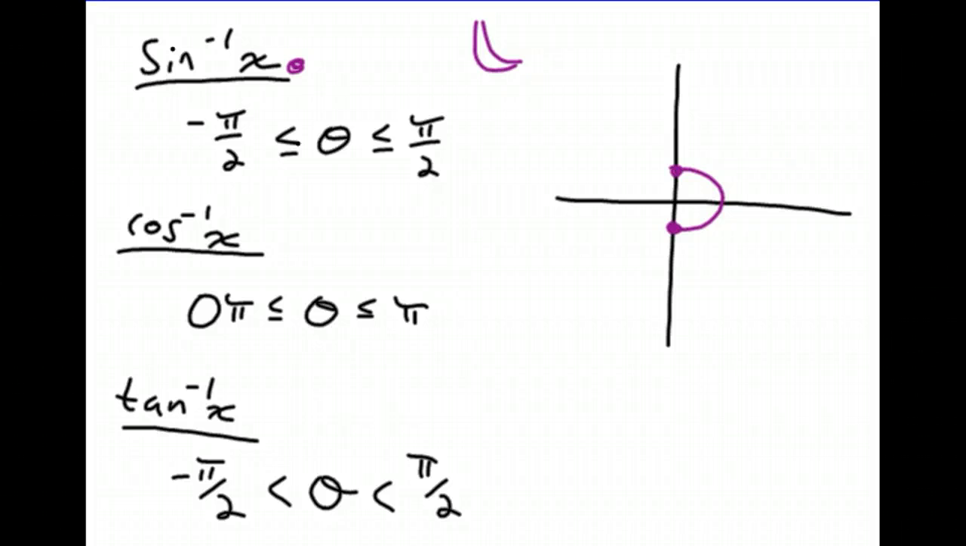Yeah. Okay, so for cosine, crayon. For cosine, it can only be from 0 to pi. So that's only going to be in quadrants 1 and 2.